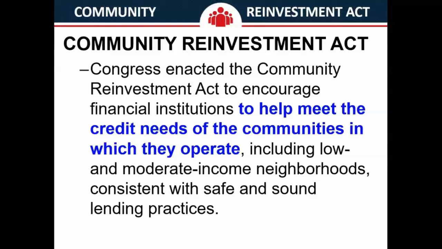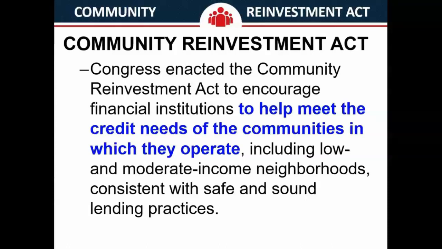Are there any homeowner seminars? Are there any credit repair seminars? Are there any workshops to help the people in the community? The whole purpose of this law is that if these banks and institutions are going to be in the various communities, they have to, in some kind of way, give back to help meet the credit needs of the community.